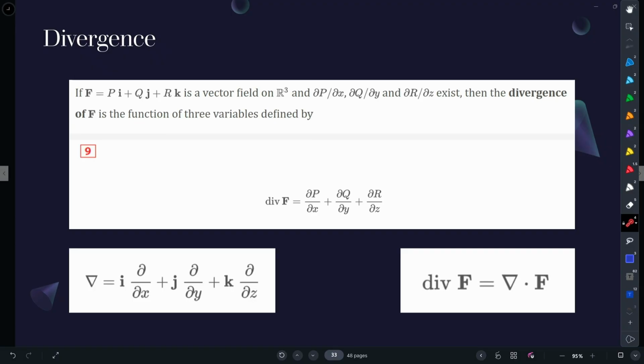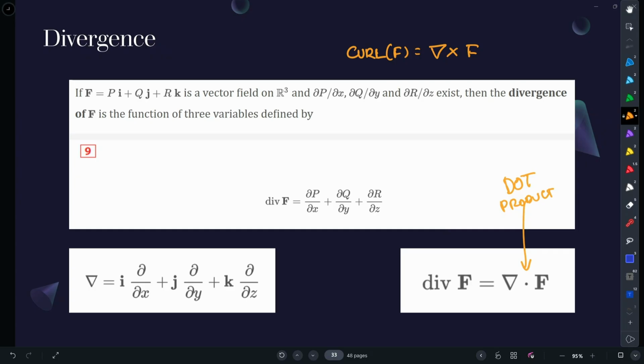How do we compute that or remember that? If you remember again the gradient operator, then the divergence is actually the dot product. Let me write that here. This is the dot product of the gradient operator dot with the vector field. And just remember that curl of f was the cross product of the gradient with the vector field.